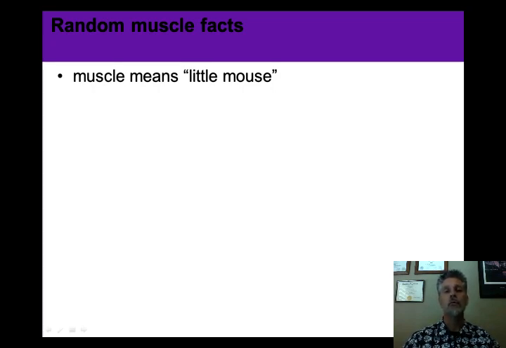Once upon a time, before they got into the science of studying the human body by doing dissections and looking inside of it, they would see muscles move, and as those muscles move, they would think that they look like little mice running underneath the skin. Now, of course, it depends on how big that muscle is, but that's where the name came from.